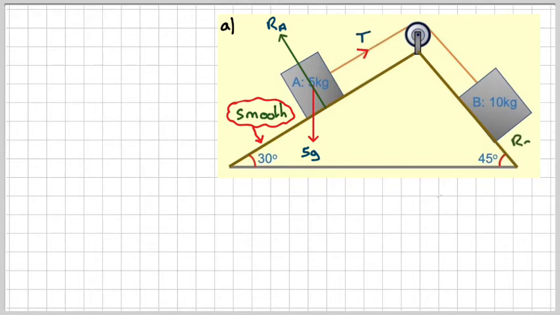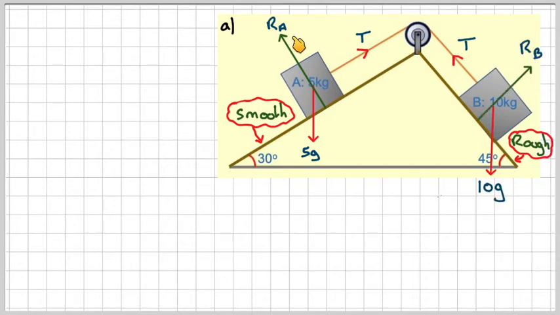For block B, which is on a rough plane, there will be the tension, there will be the weight acting down, 10g, and the normal reaction, which we call RB. Make sure you indicate that these are different. Now, as it's on the point of moving, there will be some friction here, because the whole system is going to try to move that way, but it isn't actually moving, it's just on the point of moving, so it's limiting friction. So it is mu RB, and the extra force here.